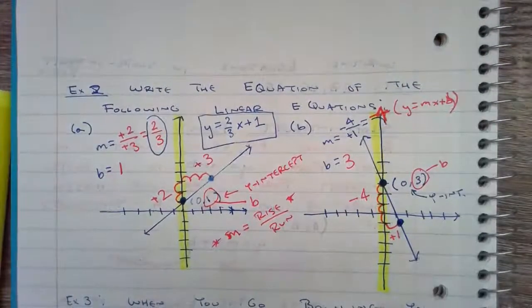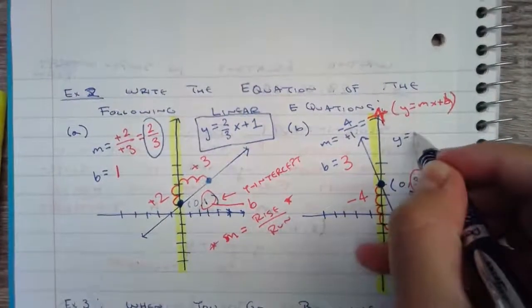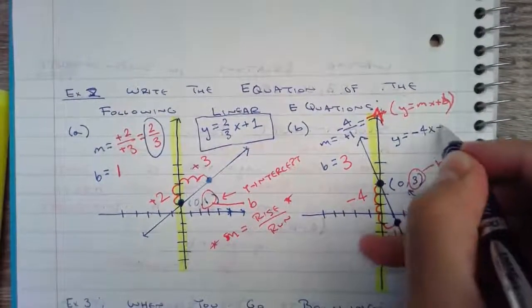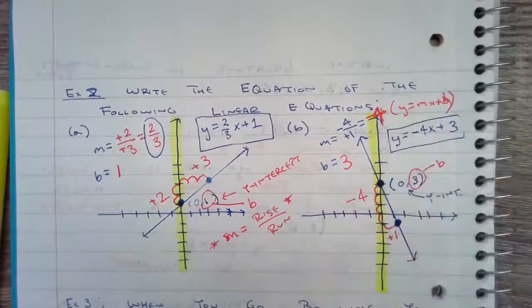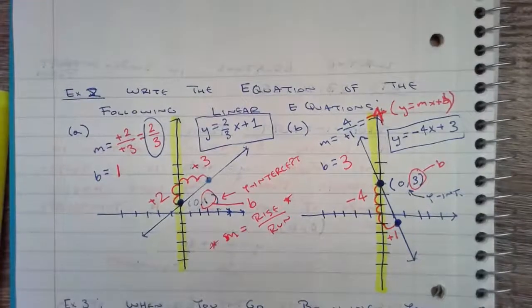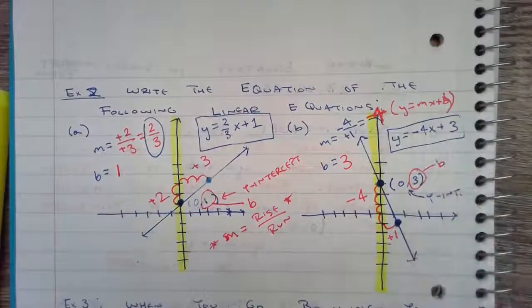That's it. So now I have my equation. The equation is y equals negative 4x plus 3. And that's it. That's all you do for these equations, you guys. It's very simple. Find your slope, find your y-intercept, plug them into this equation, and that's that. Give you one moment to write this down, and then we'll go to our last example.